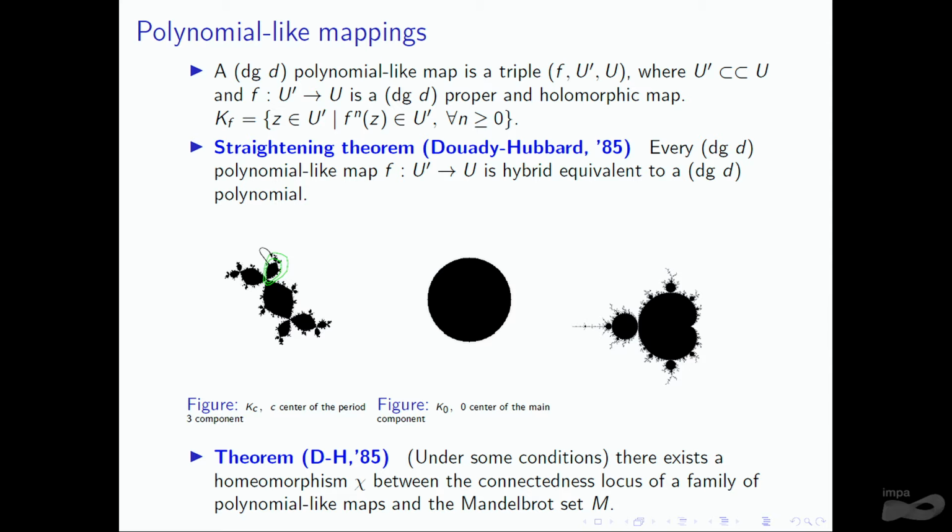Well, a polynomial-like mapping, as the name may suggest, is an object that behaves as a polynomial. Now, how does a polynomial behave? Well, we saw that if we have a polynomial acting on the Riemann sphere, we have that infinity is fixed and attracting, and the filled Julia set is defined as the set of points that do not go to infinity. So if I take a neighborhood of my filled Julia set, let me do it here because it's easier.